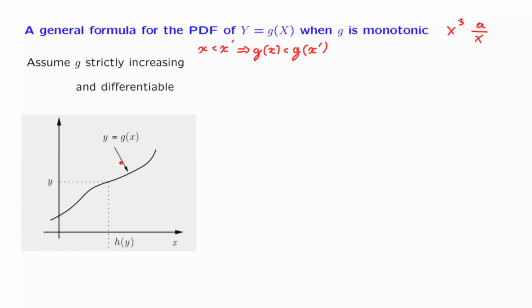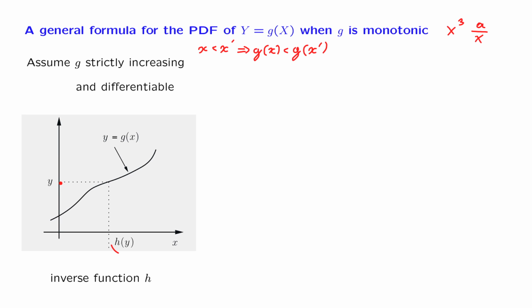So the function g takes us from x's to y's, but you can also go back the opposite way from y's to values of x. And the mapping that takes us from y's to x's is the inverse of the function g, and we give a name to that inverse function and we call it h. So h of y is the value of x that produces a specific value y.